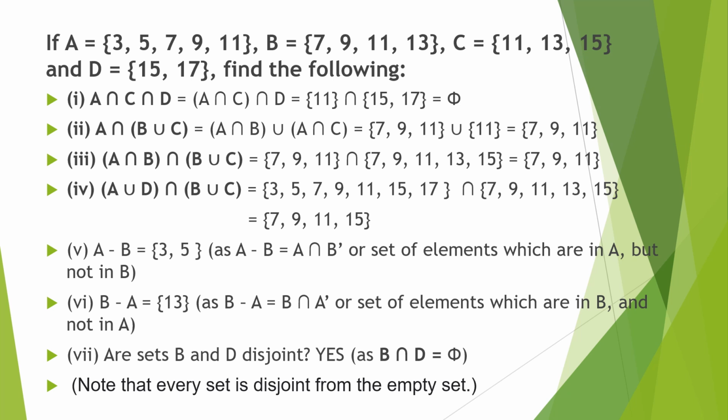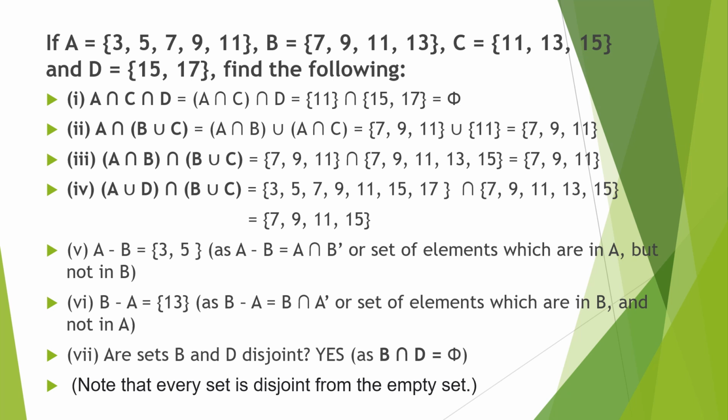Fifth one, A minus B. I am repeating again, A minus B means set of all those elements which are in A but which are not in B. So which elements are there which are in A but not in B? They are just 3 and 5. 7, 9, 11 are also there in B. So A minus B is 3 and 5. You can also interpret A minus B as A intersection B dash, means set of elements which are in A, and intersection stands for and, union stands for or, and which are not in B, that means B complement, correct?